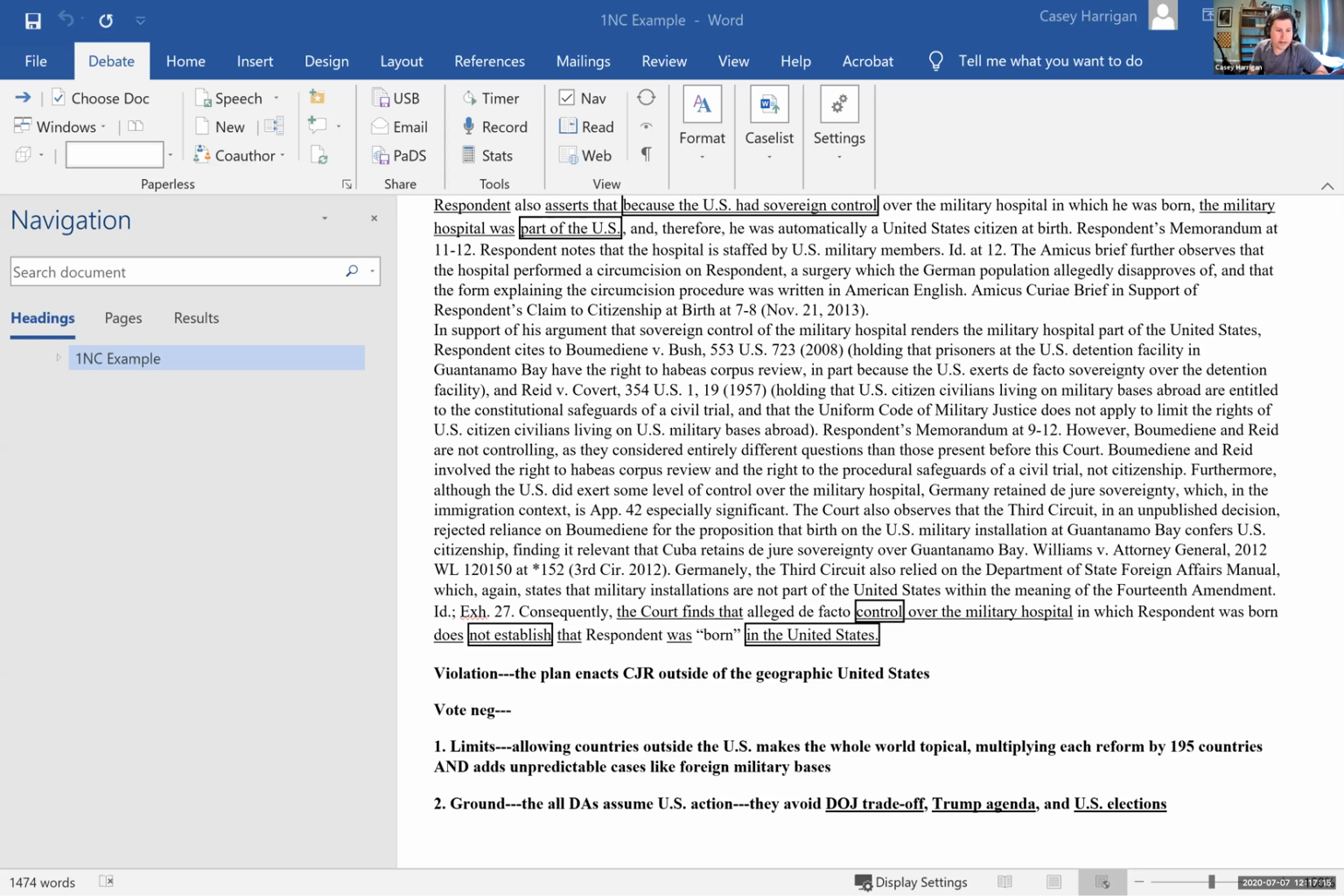And then, in addition to this, if you want to get really fancy, you can read additional violations, definitions of new words that they don't meet that are separate from your 1NC interpretation. Let's go back to the T argument about criminal justice reform being comprehensive.